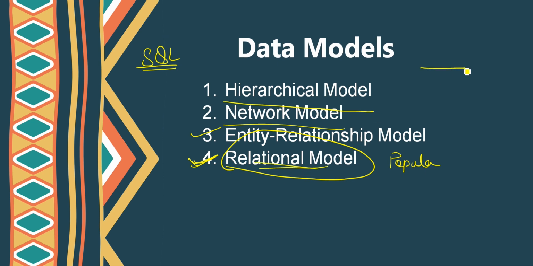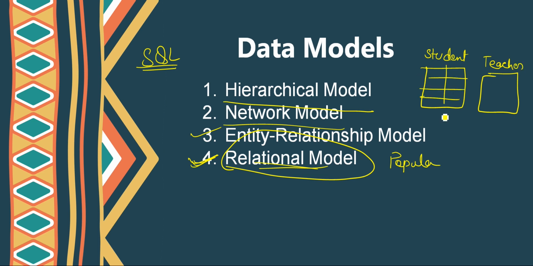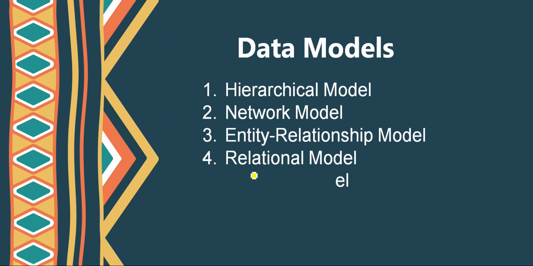In the relational model, we store our data in tabular format. If I want to store data about a student, I am going to create a table for student. If I want to store data about a teacher, I am going to create a different table for teacher. So creating different tables for different entities is how the relational model works. So it is the most popular one.